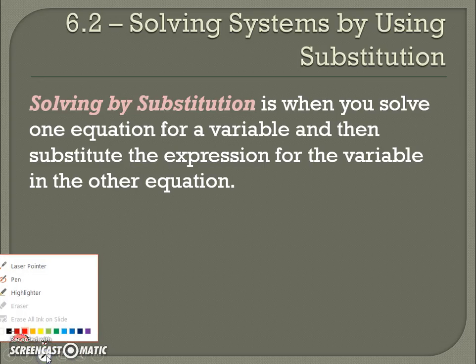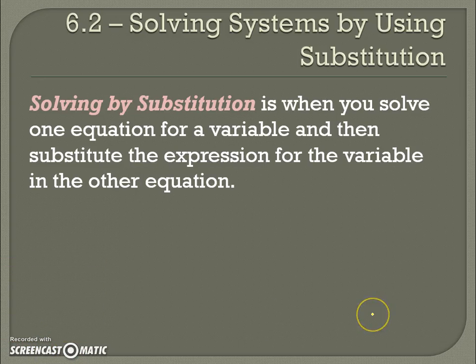Hey guys, we're going to be continuing here with our chapter on systems of equations. So today we're going to be looking at solving systems by using what's called substitution. Solving by substitution is when you solve one equation for a variable and then substitute the expression for the variable in the other equation. In other words, we're going to isolate one variable and then use that to substitute into the other. And we'll look at some examples that'll make more sense in just a moment.